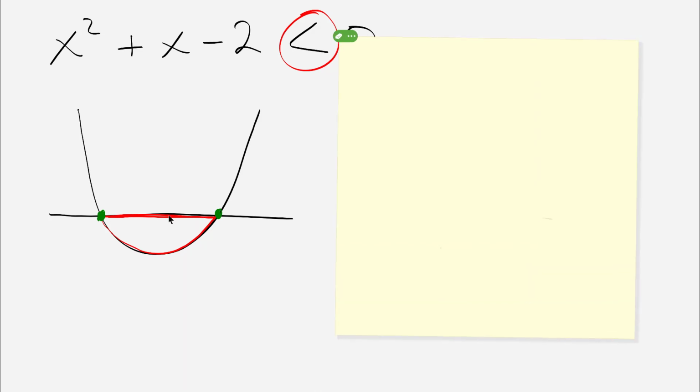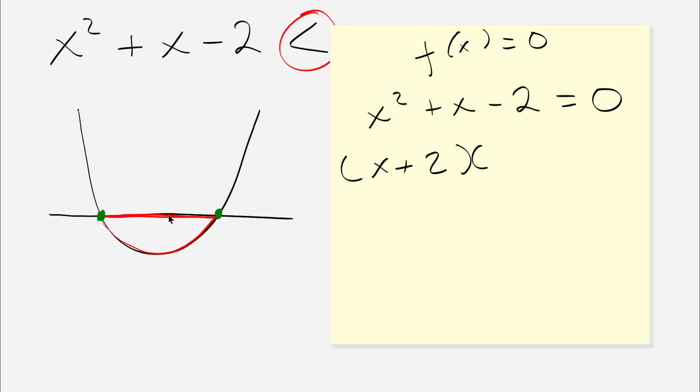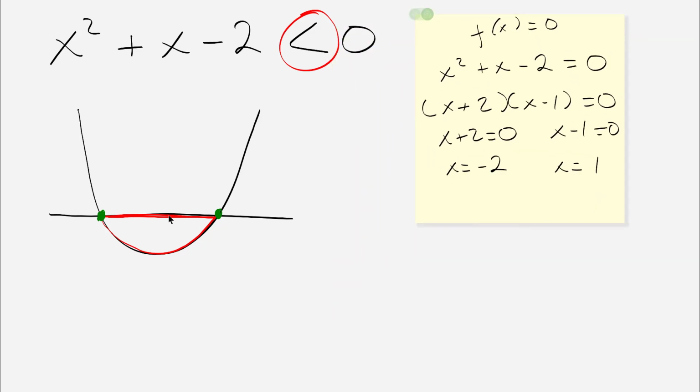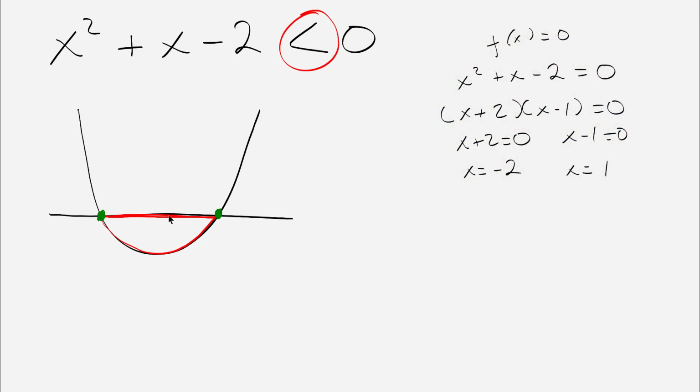In order to find the roots, you put the function equal to 0. So we've got x squared plus x minus 2 equals 0. Factoring, x plus 2, x minus 1 equals 0. So x plus 2 equals 0, x equals minus 2. X minus 1 equals 0, x equals 1. So we found our roots to be minus 2 and 1. That means this right here must be 1, and this right here must be minus 2.